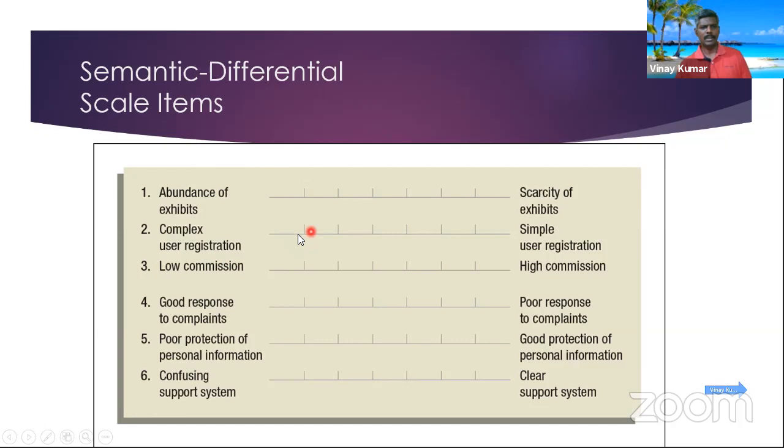Then you have complex user registration. If the respondent marks the left extreme, it indicates that the website is very complex and not user-friendly. But if he marks the right extreme, that shows the customer prefers this website because it is user-friendly, with simple user registration. In this way, I can capture the customer attitude on different aspects through this scale. This is called the semantic differential scale, where two extremes are presented to the respondents.